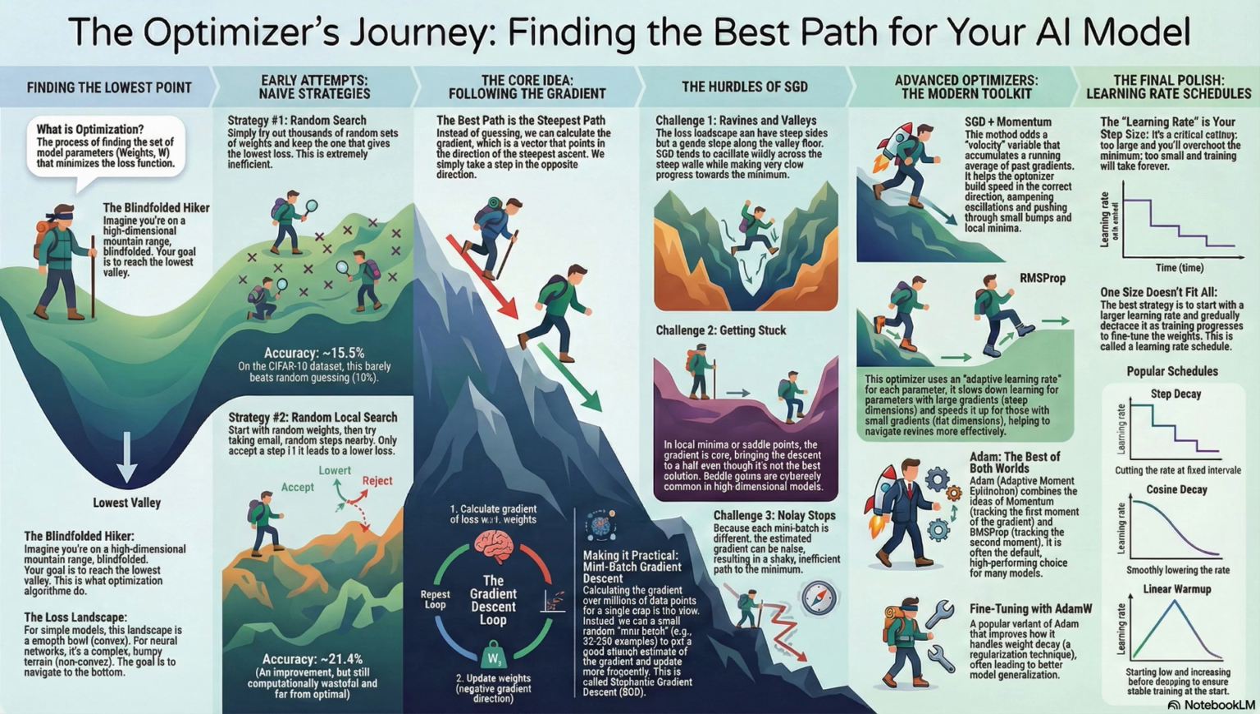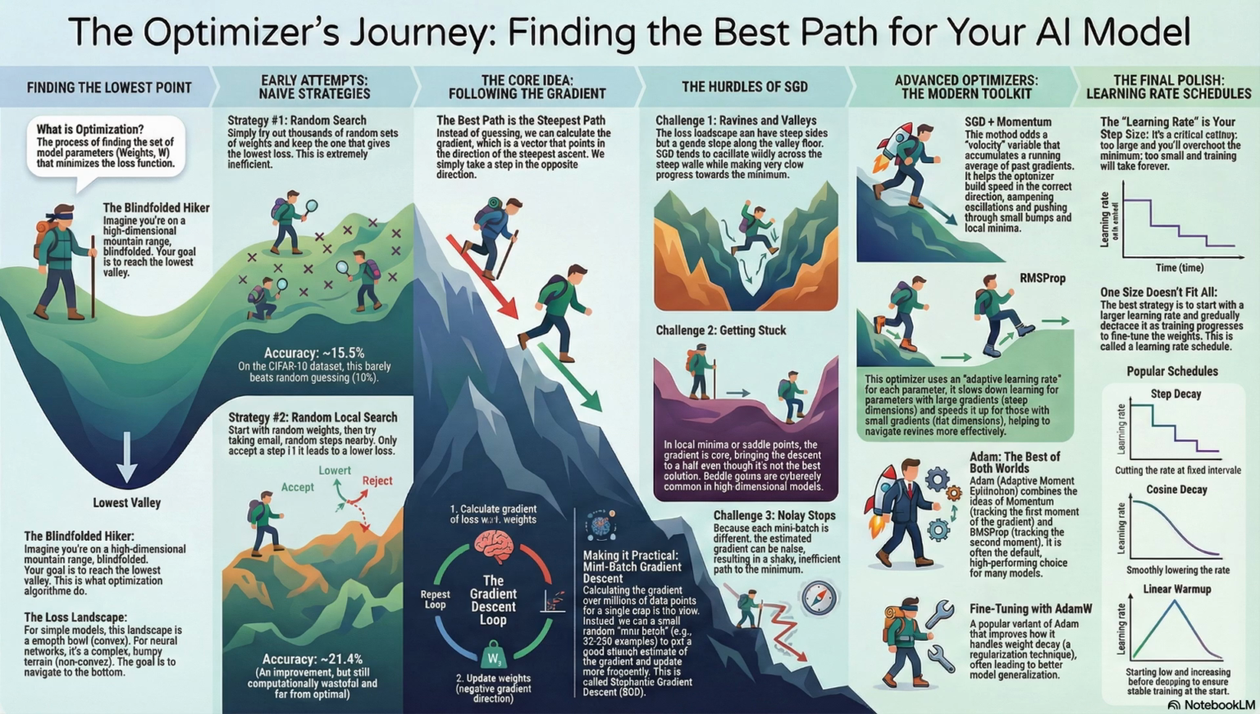Okay, so if that's too inefficient, the next idea is to be a little smarter. Random local search. Instead of jumping all over the map, you just feel around your current spot. Right. Take your current W, you try a small random nudge, a little delta W, and you only take the step if the loss goes down. You're feeling around with your feet. And it works better. Your accuracy jumps up to 21.4%.